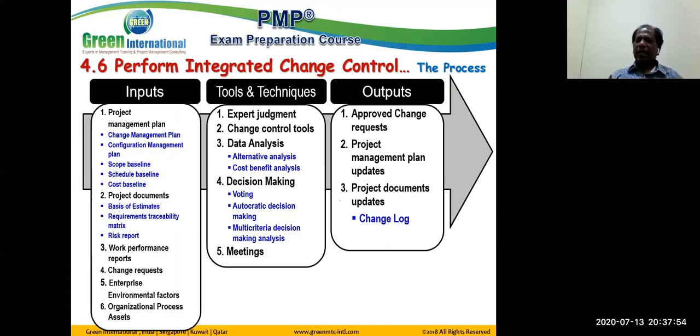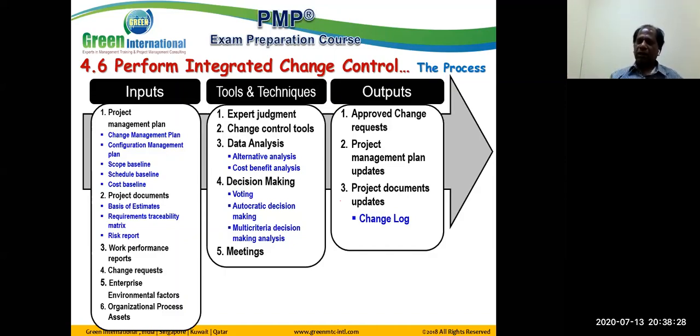The other technique is data analysis, where alternative analysis and cost-benefit analysis can be utilized. Decision-making techniques: one of them is the voting process. How does the change control board take a decision? We may use voting, or autocratic decision-making. Say the sponsor says, no, I want this change, whatever the time impact or cost impact, I will assume responsibility and I am ready to provide for it. That's his decision. It is one person taking the decision.